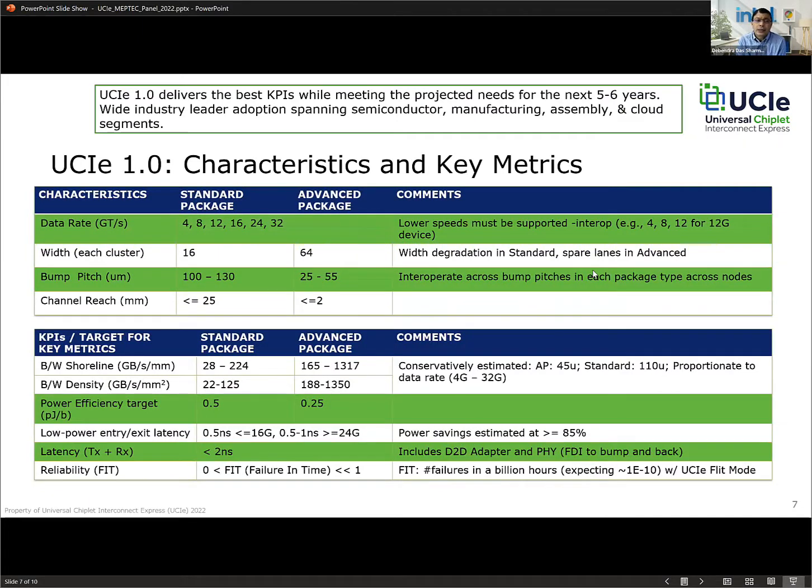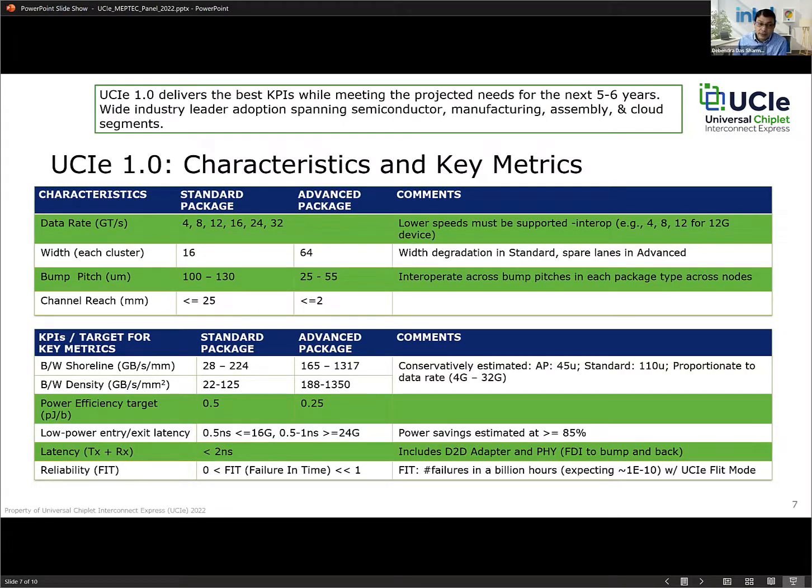So these are the key characteristics and metrics, and I'll let you read through this, but there are two swim lanes. One of them is the advanced package. The other one is the standard package. The frequencies and the widths are given there. The bump pitch ranges are given there. Anything you design within any of the swim lanes is going to work across that entire range.